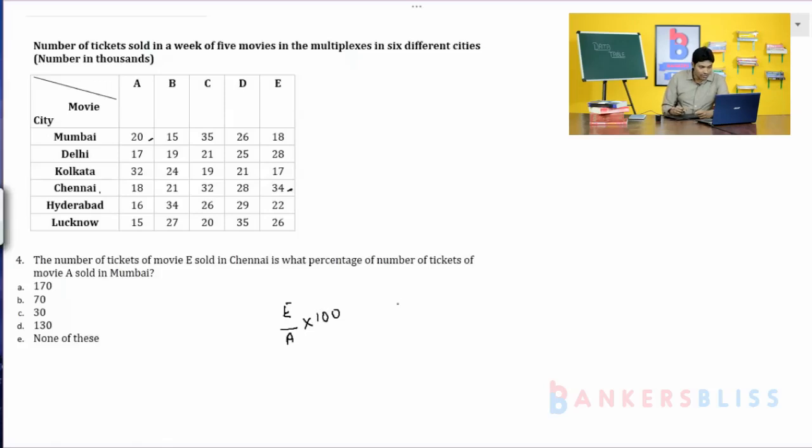E means 34, already we have marked 34 by A, that is 20 into 100. Okay, so no need to multiply, 25s are 100. Yes, you can do, otherwise directly also you can do. So, 20 by 34 means 10, 17. So, 17 by 10, which is equal to 170 percentage. 170 percentage, option A is the right answer. Very simple calculation. Okay. So, let us go to the next problem, problem number 5.